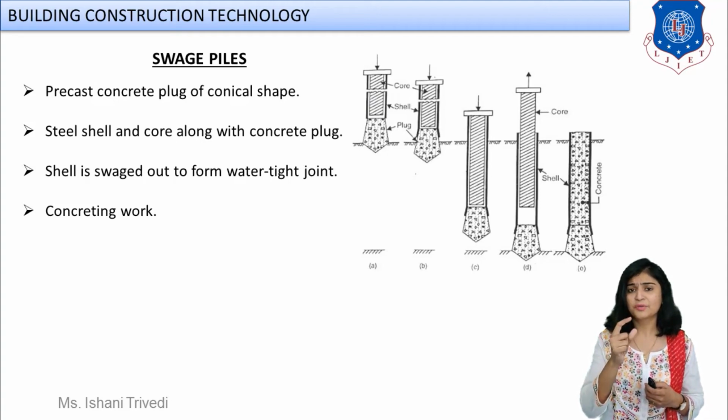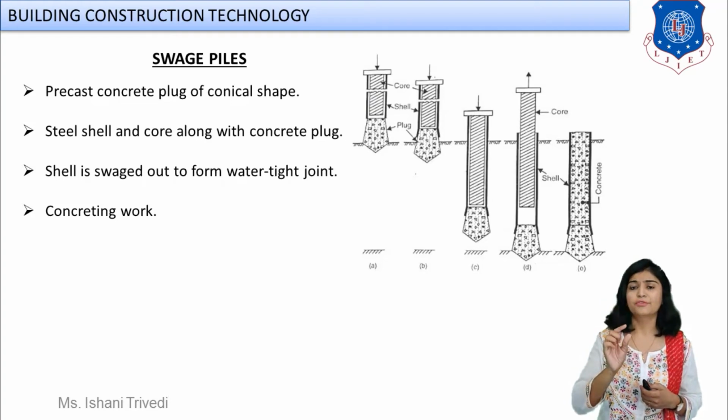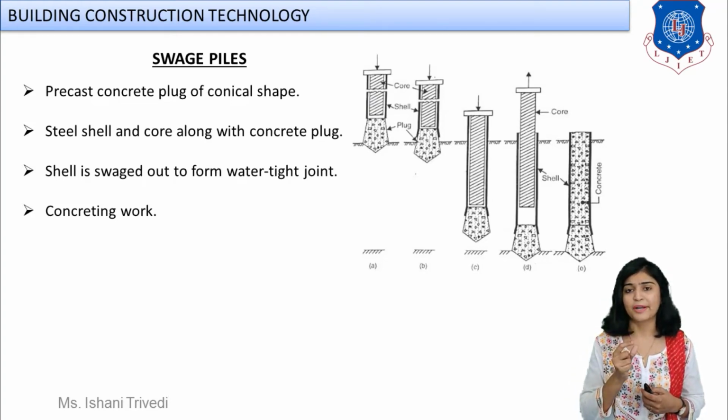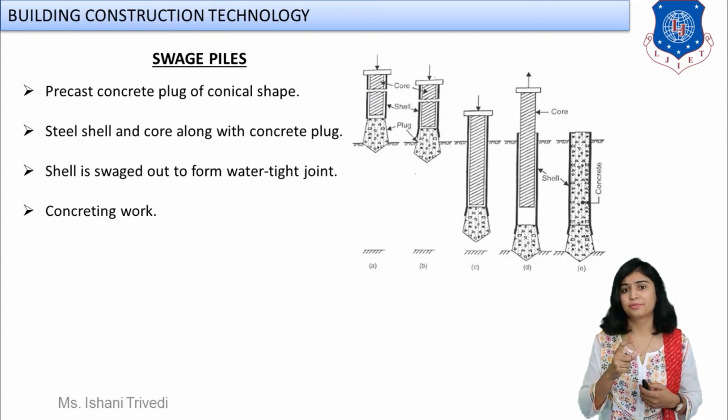Now what we can see over here is at the bottom. At the bottom we can see that a precast concrete member is fitted. Now this precast concrete member has sharp edges at the bottom. We can see that a kind of conical shaped precast concrete plug is prepared. Now this is fitted with the tube and it is driven into the ground with shell and mandrel, and when the mandrel is lifted back, a watertight joint is formed.